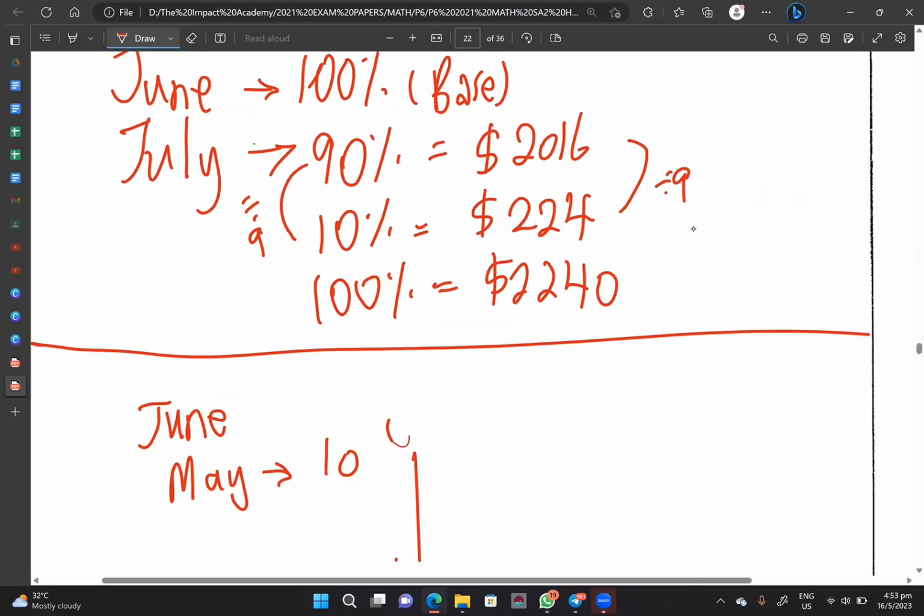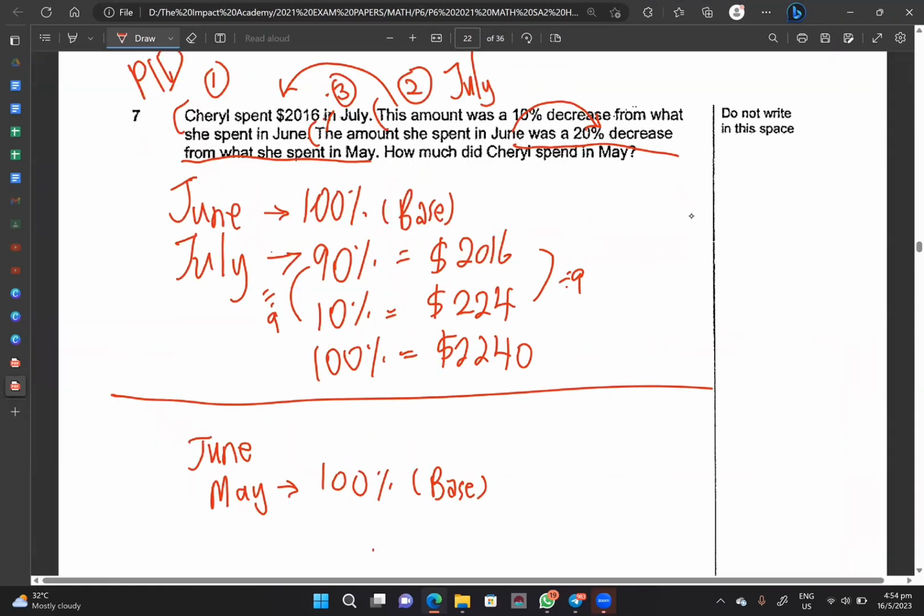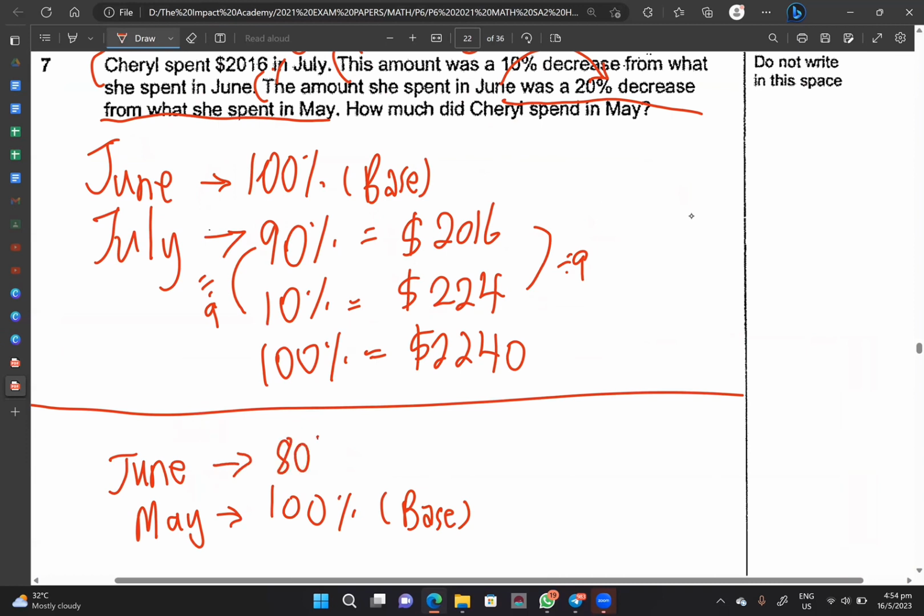All right, so if May is 100%, what can I do? Do one thing. I can write down that this is the base. Agree so far? So they are saying that June is what? 20% decrease. If June is 20% decrease, then I can say that June is actually 80%. So do you remember just now we learned that June is actually how much? 2240, right? So we can actually use this as 2240.